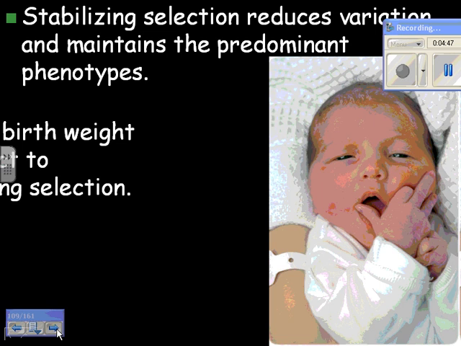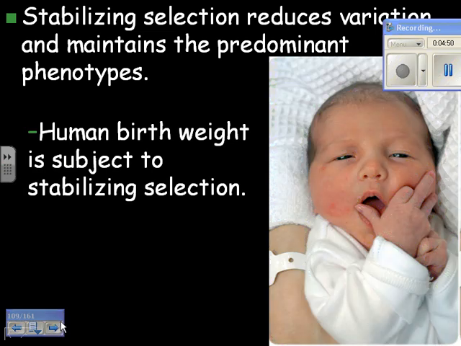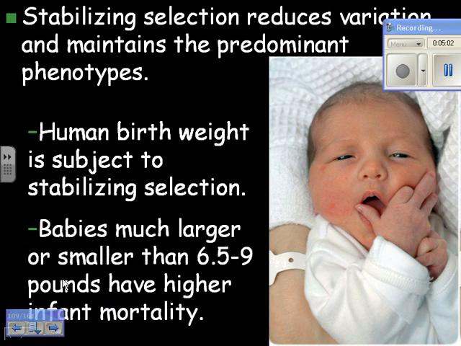So here's an example. Oh, what a cute baby. Human birth weight is subject to this stabilizing selection. When I ask my students, I do have students that were born very, very little and students that were born very, very big. But overall, especially without modern medicine, the babies in the middle do better. Babies much larger or smaller than 6.5 to 9 pounds tend to be more likely to die. So if you have a baby with a birth weight around here, they're more likely to grow up and have babies that are like themselves, that tend to be sort of in the middle.